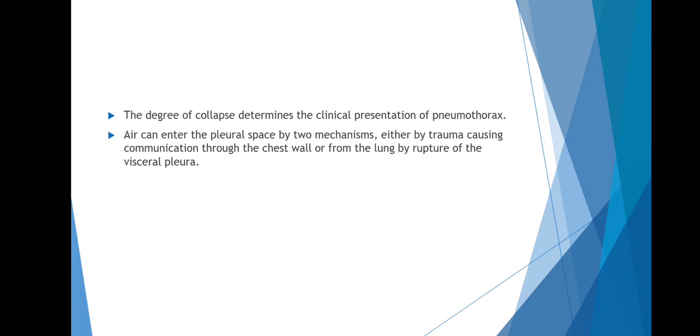Air can enter the pleural space by two mechanisms. So it can either be external or internal, okay? So it can either be by trauma causing communication through the chest wall or from the lung by rupture of the visceral pleura.